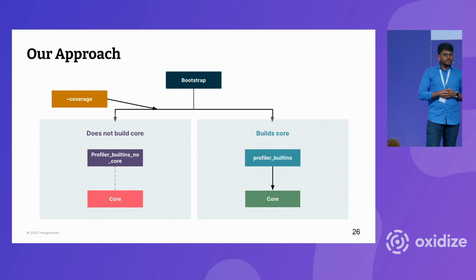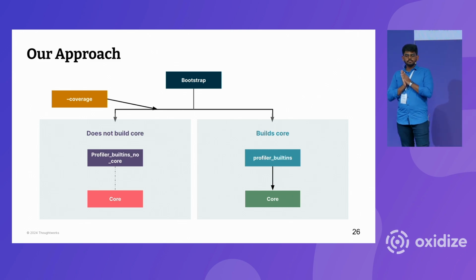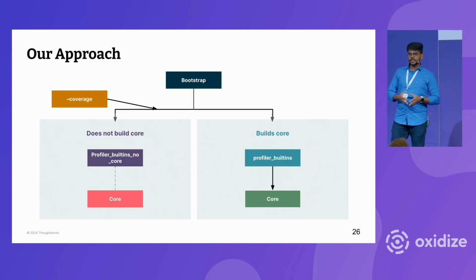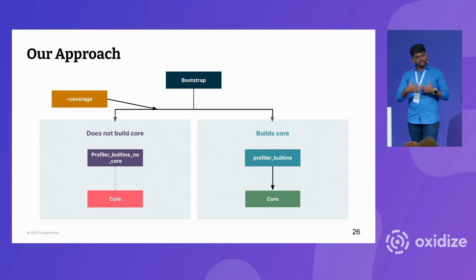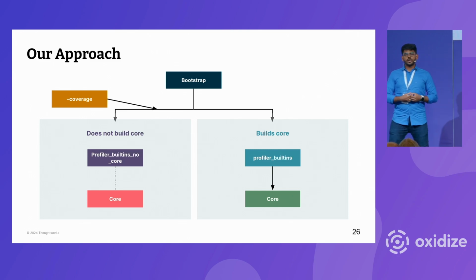internally, right? So we added this flag called --coverage, and when you add this flag, you build a different version of the profiler built-ins. You still build profiler built-ins, but that does not depend on core anymore. When you don't pass this flag, things work the same as they had been previously, right? So what it enables us is it kind of breaks the cyclic dependency and gives a new profiler built-ins, which we can use for code coverage.